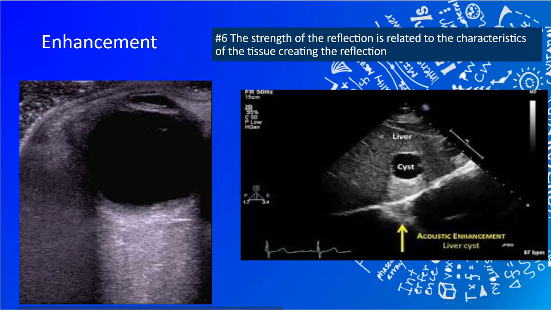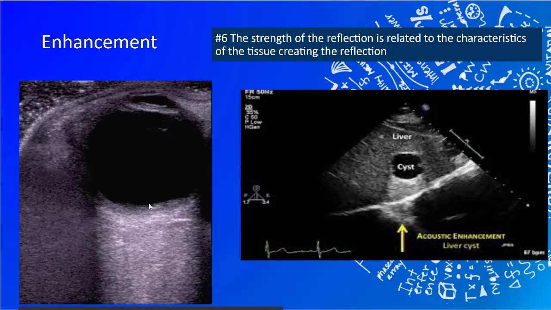Enhancement then is kind of just the opposite of shadowing. So we have a structure that is very low attenuating, and because of that, all that sound energy just keeps moving through. Stronger sound energy typically creates stronger reflections, and so we see a brightness that shouldn't be there. So again, number 6 is being broken when we are talking about enhancement, because the strength of the reflection related to the characteristics of the tissue is not what is being shown.